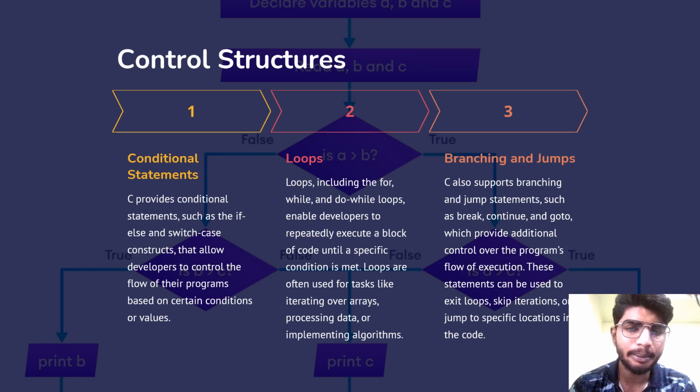3. Branching and jumping. C supports branching and jumping statements such as break, continue, and goto, which provide additional control to the program's flow of execution. These statements can be used to skip an iteration, exit loops, and jump from one location to a specific location in the code.